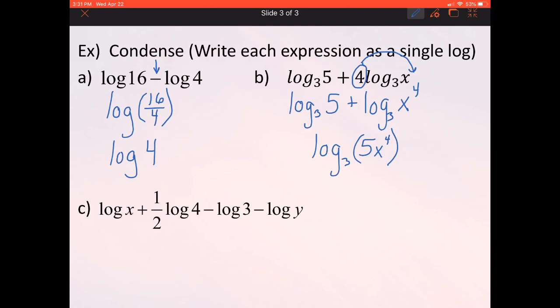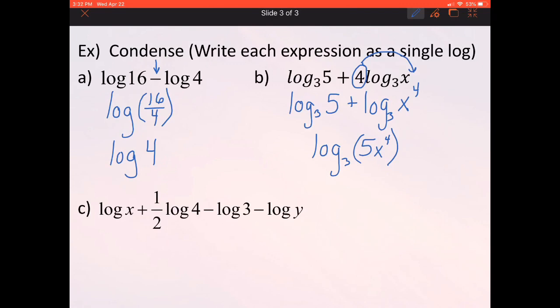All right, let's try our final example, C. So I have quite a few terms here. So I've got log of x plus 1/2 log of 4. So I've got an addition sign. So that means when I put those together, I'm probably going to do some multiplying. But then I have minus log of 3, so minus means that's division, so that's going to be at the bottom, minus log of y. So there's another minus sign, so that's also going to be at the bottom. It's going to be divided.